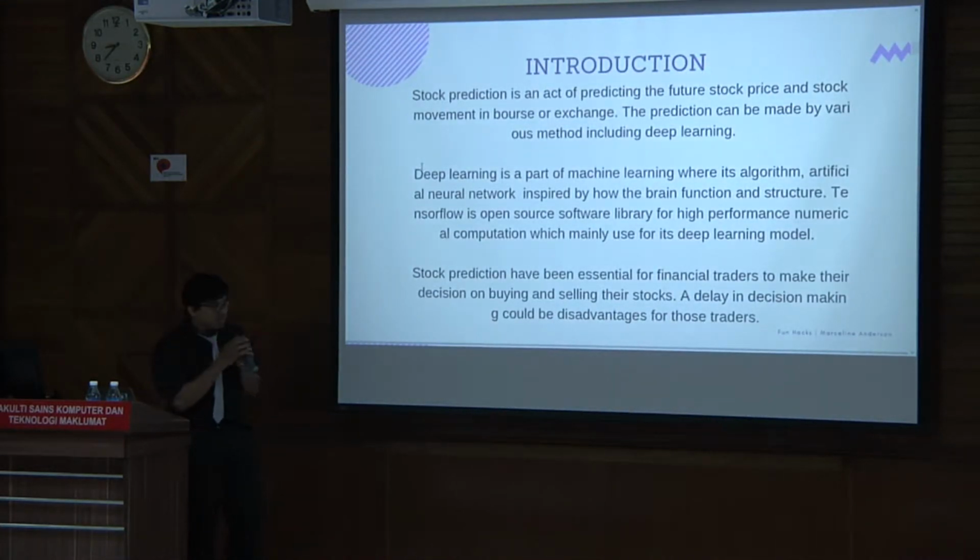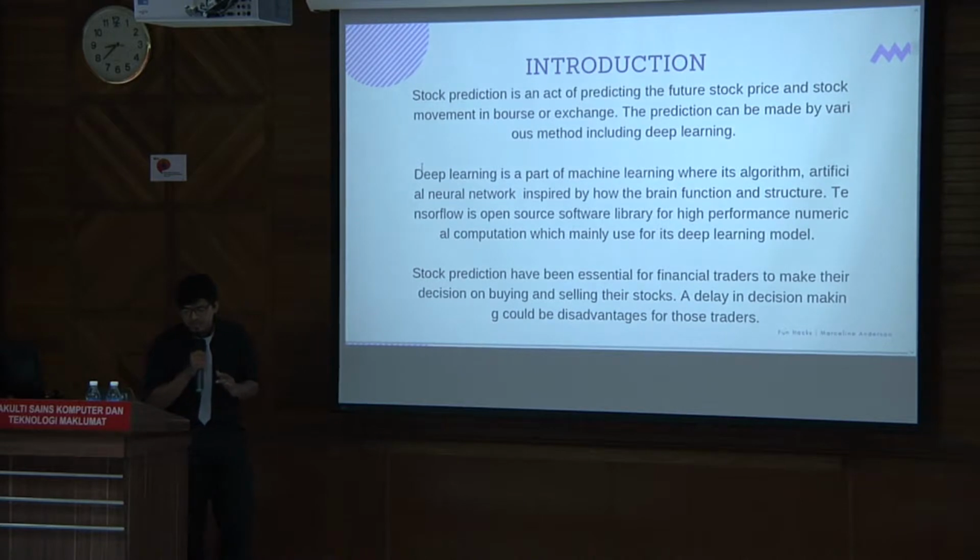Okay, so for the introduction, stock prediction is an act of predicting the future stock price and stock movement in the stock exchange. The prediction can be made by various methods, including deep learning. Deep learning is a part of machine learning where each algorithm, artificial neural network, is inspired by how the brain functions and its structure. TensorFlow is an open source library for high performance numeric computation, which is mainly used for deep learning models.